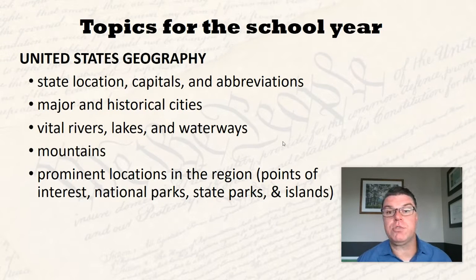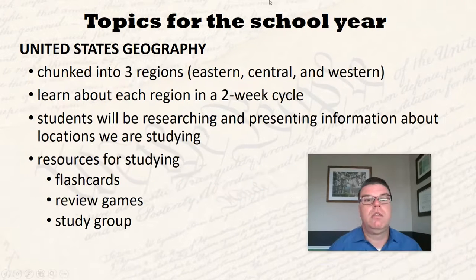Finally, in 7th grade social studies, we learn about United States geography, which includes state locations, capitals, large and historic cities, major rivers, lakes, mountains, and significant points of interest. Our geography unit is chunked into 3 regions: Eastern, Central, and Western United States, which will spend about 2 weeks on each region. Throughout our study, students will be researching and presenting information about locations we're studying.